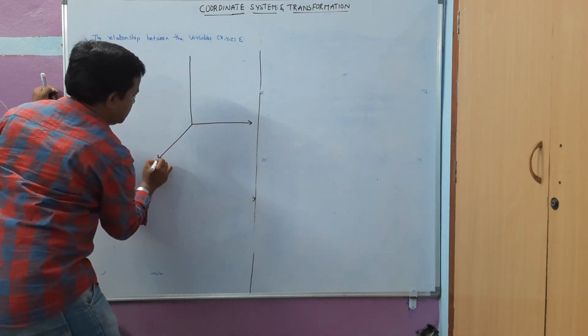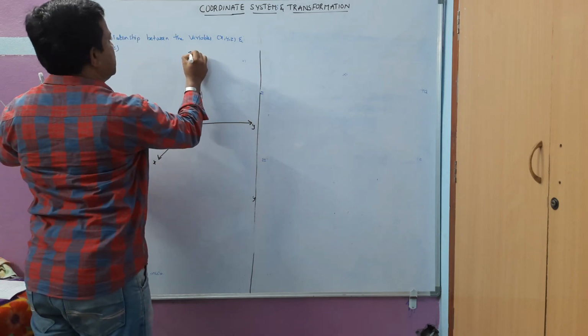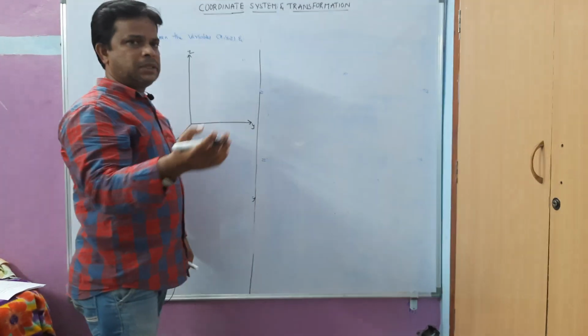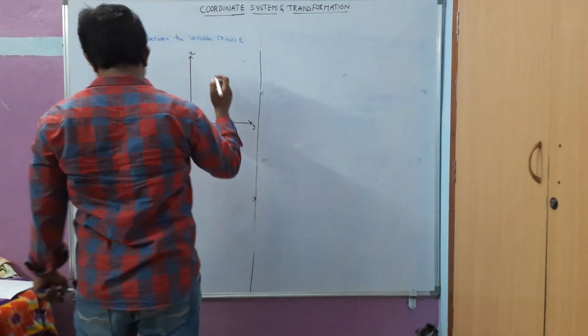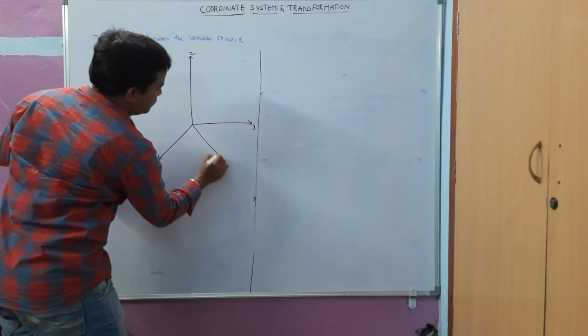This is the x-axis, y-axis, and this is the z-axis. Now I have to take a point which is going to give both the Cartesian as well as the cylindrical coordinates. Okay, so in order to take that, I have to draw both coordinate systems here.